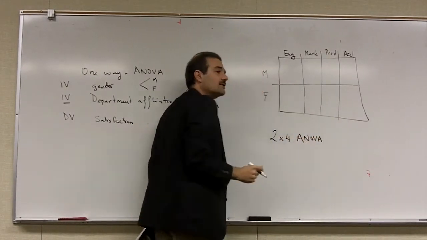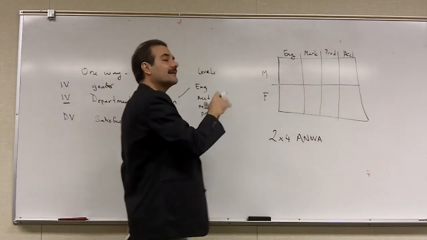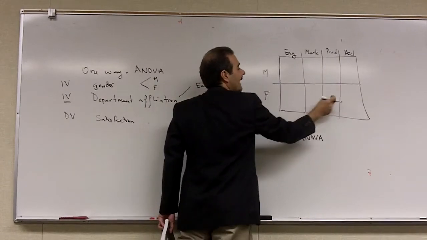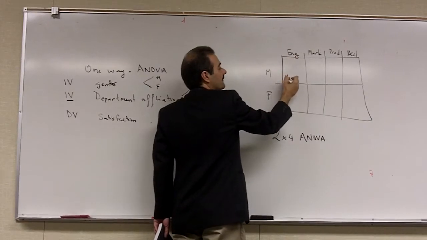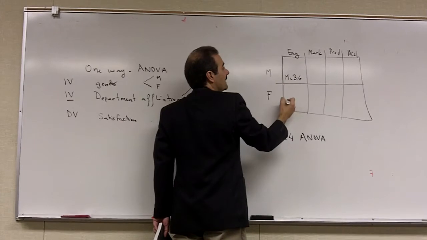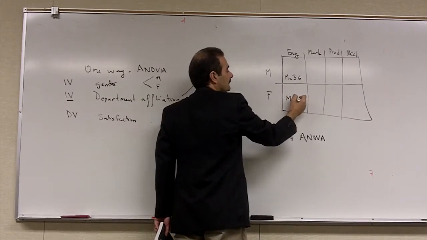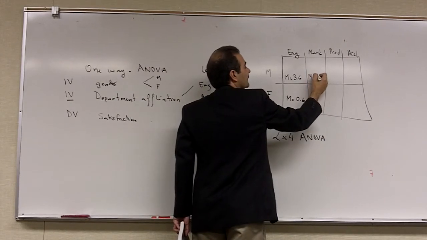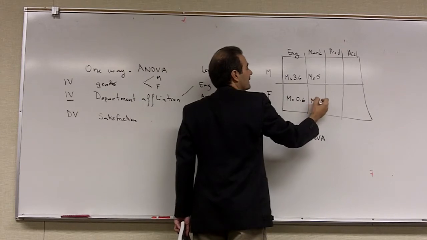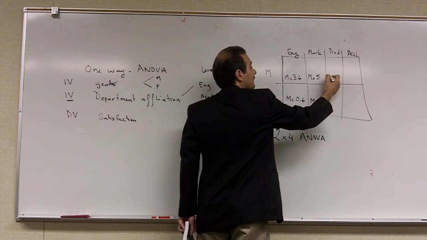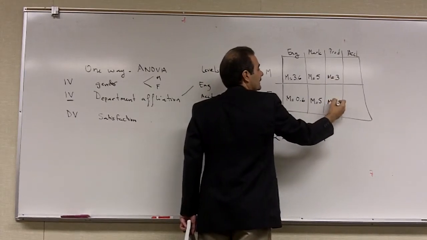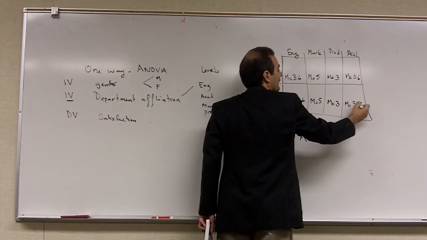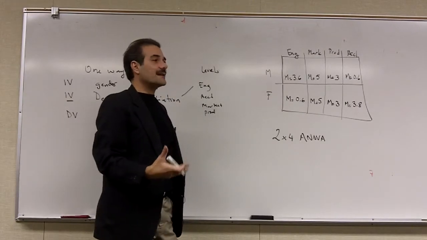And you would calculate an F, but it'll be much more complicated than what we've done. And you would get in each of these blocks an actual mean. So the mean for males in engineering will be something. Let's say the mean would be 3.6. The mean for females in engineering would be 0.6. Mean for males in marketing will be 5. Production, let's say, is 3, and accounting would be, let's say, 0.6, and here 3.8. Okay, so these are the means. Let's say you get such a distribution of the means.